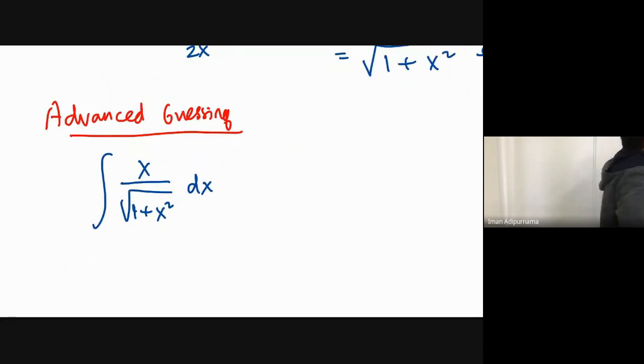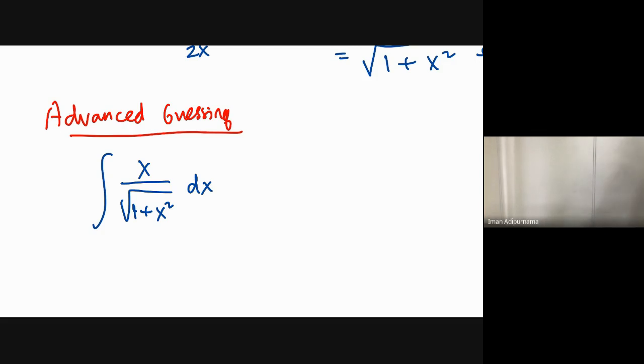Now, advanced guessing, or the guessing method, depends on how familiar we are with derivatives. This gives an idea for the guessing. What is the derivative that results in something over a square root?